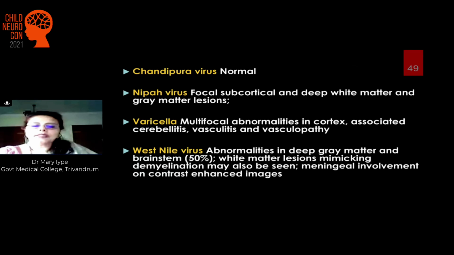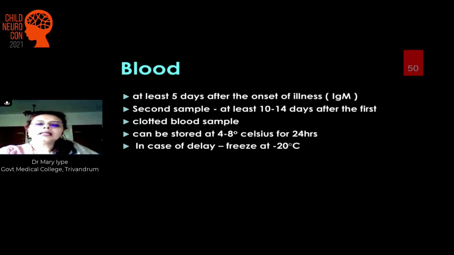involvement. The blood investigations. To look for IgM for any virus, you have to take the blood at least 5 days after the onset of illness. As you know, IgM production will be delayed for at least 5 days. And the second sample should be taken at least 10 to 14 days after the first.